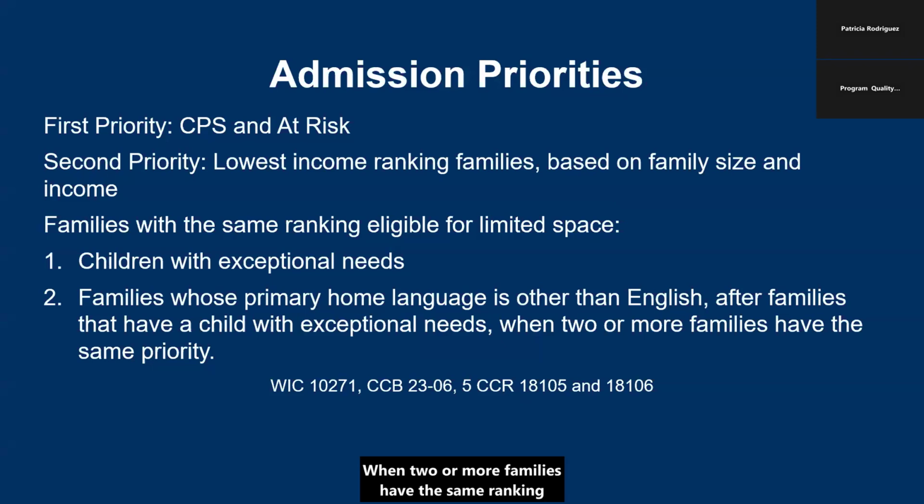When two or more families have the same ranking and none have a child with exceptional needs or a home language other than English, the family that has been on the waiting list the longest shall be admitted first.